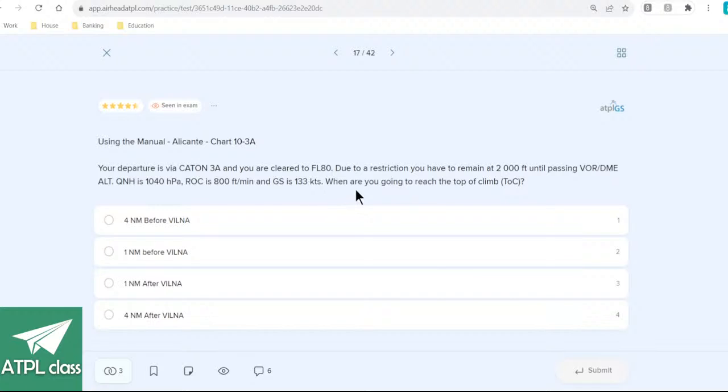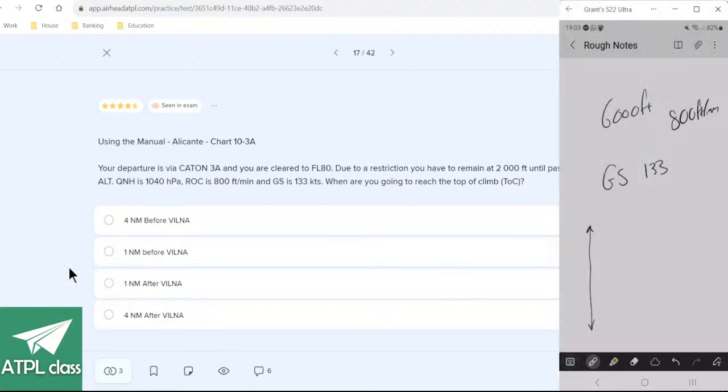When are you going to reach the top of climb? So we've got 6,000 feet to cover vertically, and we're going 800 feet per minute, and we've got a ground speed of 133 knots. So we can work out time to the top of climb with our rate of climb. Oh, I've got to switch to QNH at flight level 80 as well. So we've got 6,000 feet to cover, but that would be up to 8,000 feet. Okay, right, so if we convert these both, sorry, I'll bring up my screen.